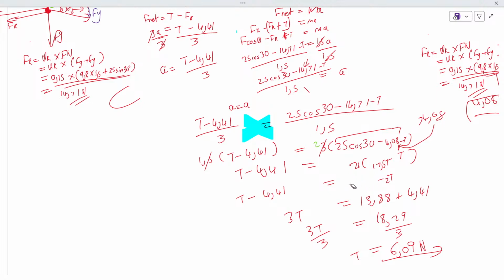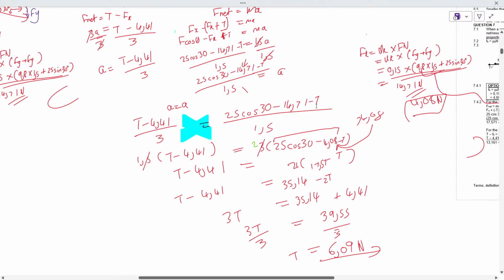35,14. And then this is also 35,14. 39,55. 39,55. How much does it give us? 13,18. 13,18 newtons. Let's see what the memo says.